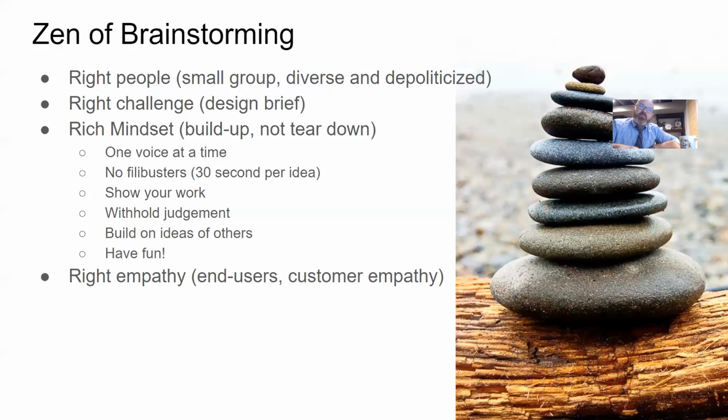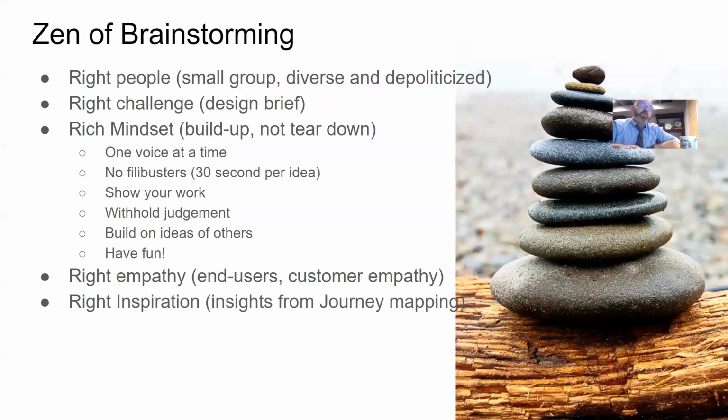The right empathy. We want to be putting ourselves in the shoes of the end users, customer empathy. The classic way of doing a lot of judgment or critique is to be thinking about the business, thinking about the institutional perspective: is it going to make money? Is it going to be feasible? We're not doing that right now. We're taking an end user perspective. Right inspiration. We're taking inspiration from our journey maps, from our interviews, from our visualizations and our secondary research.